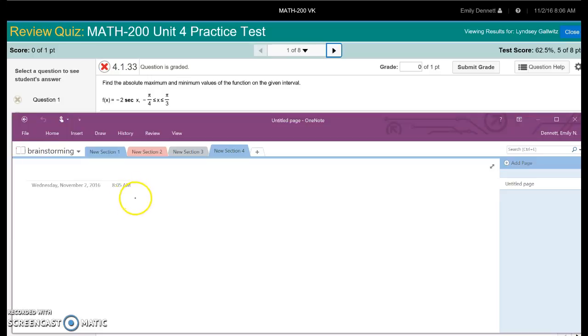So we want to find the absolute max and min of f of x equals negative 2 secant of x between negative pi over 4 and pi over 3. I have a feeling what's happening is when I switch to the unit circle, it's not working. So I'll tell you what the unit circle says, and then if you need me to help show you tomorrow in class, we can do that as well. But we're going to try to make it so this recording doesn't stop.